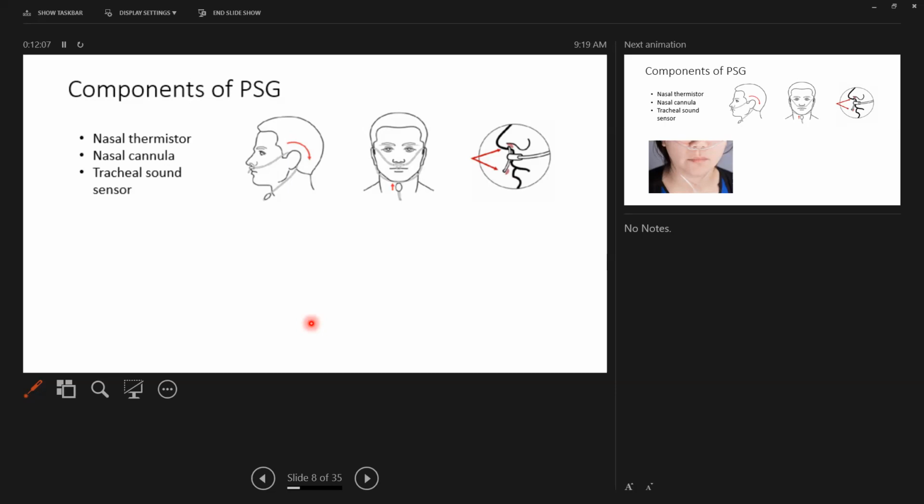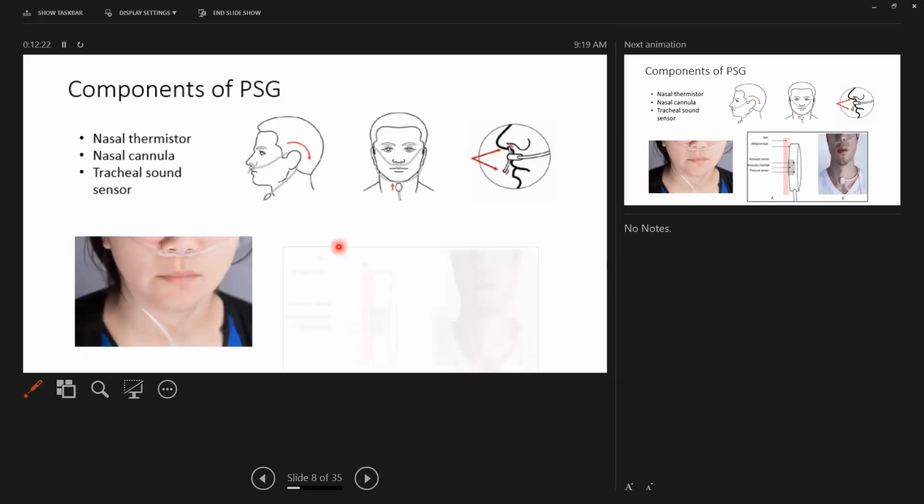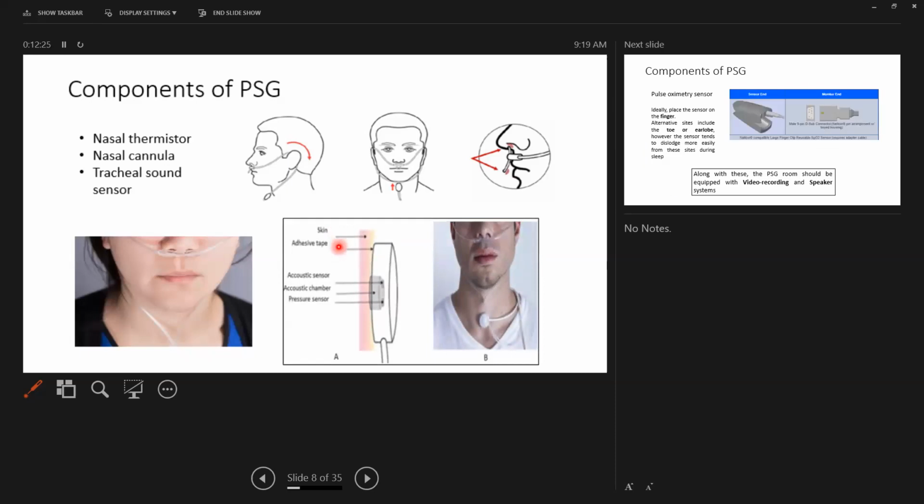Okay. The tracheal sound sensor will give you the snoring sounds, which will mostly coincide with the apneic or the hypopneic levels. So this will be the nasal cannula that is attached, and this is the nasal thermistor. I think here the difference is not being seen. The nasal thermistor is more of a flat thing, which goes under the nose. The nasal cannula is a cylindrical thing, which measures the airflow. And this is the tracheal sound sensor, which is kept here like this.